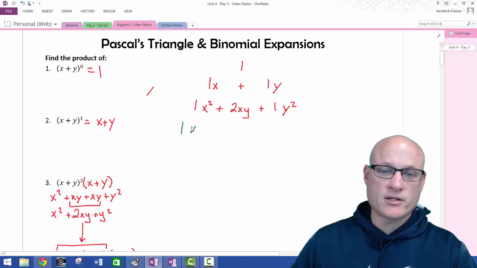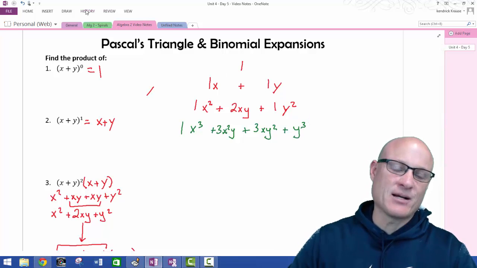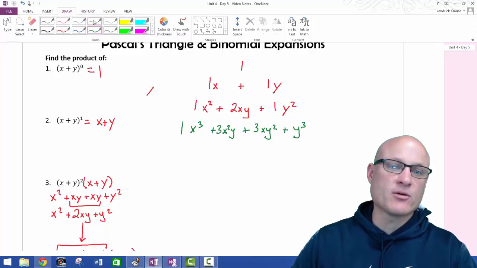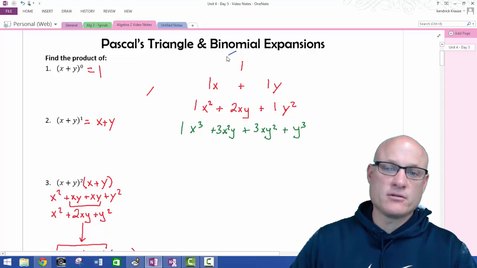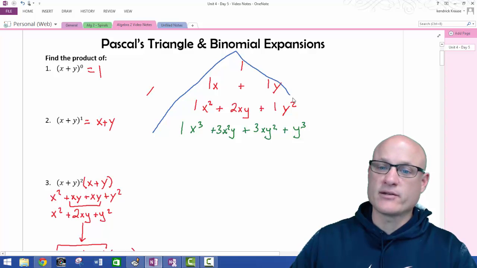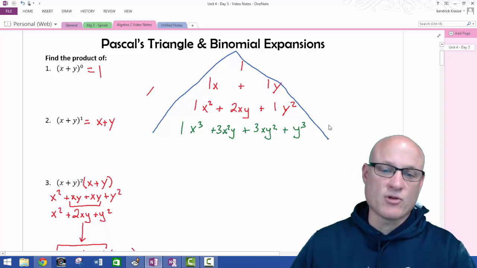1x cubed plus 3x squared y plus 3xy squared plus y cubed. Now, for those of you that haven't yet figured out what exactly I'm doing, let me pick a really cool color. No such thing as cool colors. I'm creating a... Oh yeah, that's some amazing artwork right there. This is why I teach mathematics and not art. But I'm creating a triangle.